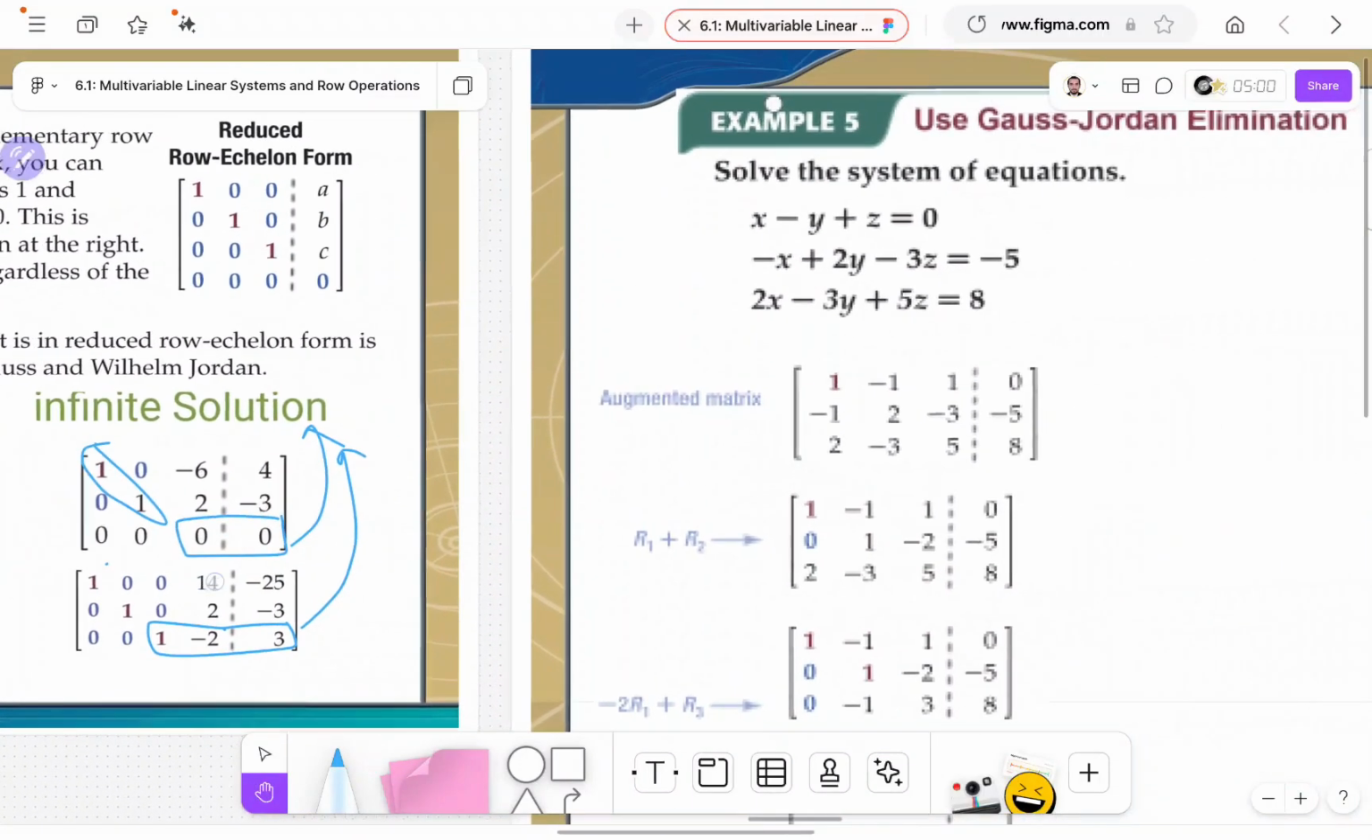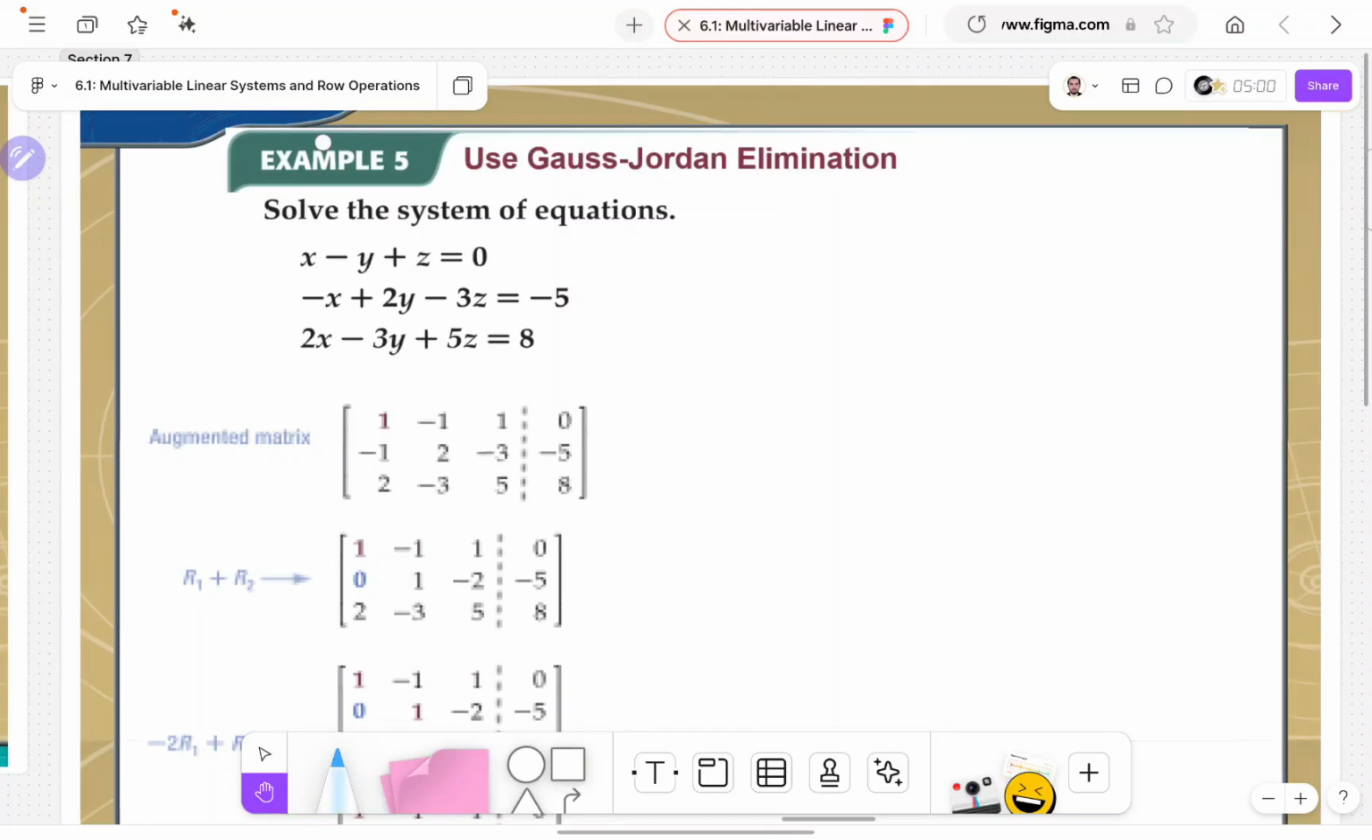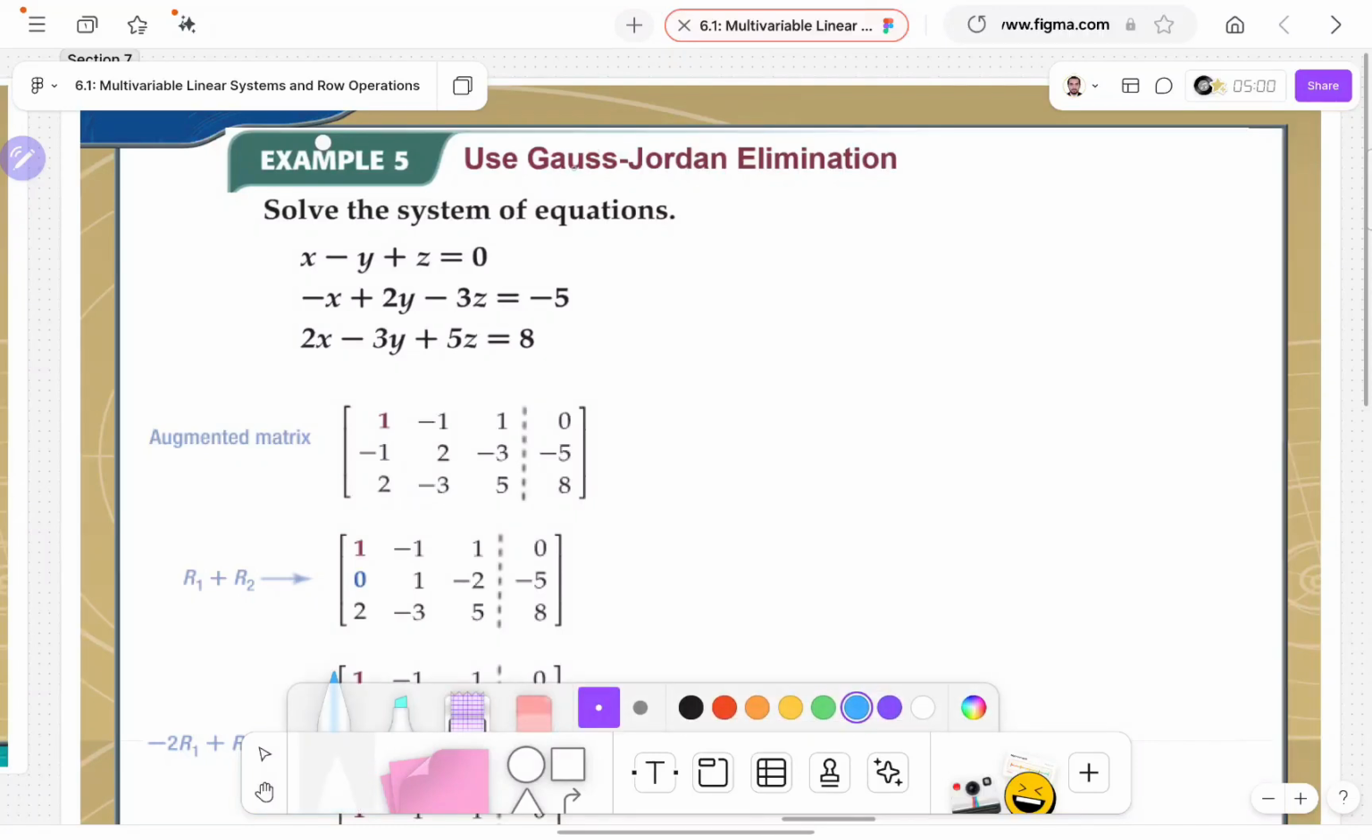Now let's take an example of each of them to understand how we can solve the system of equations. Now, solving a system of equations using Gauss-Jordan elimination, which uses the matrix. Now let's start. The first step to solve any question is to write the augmented matrix.